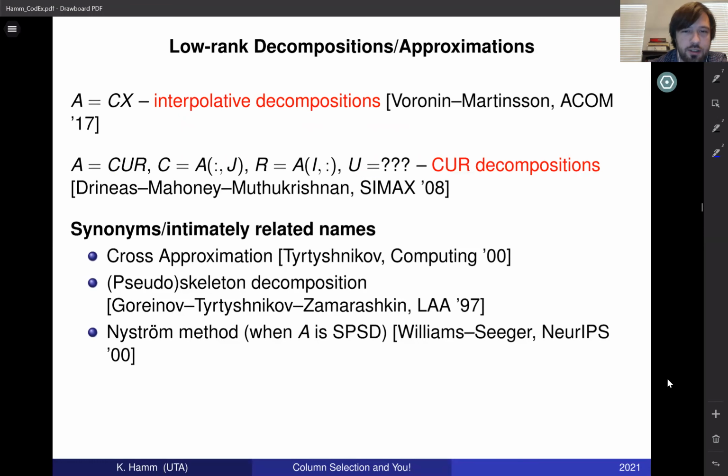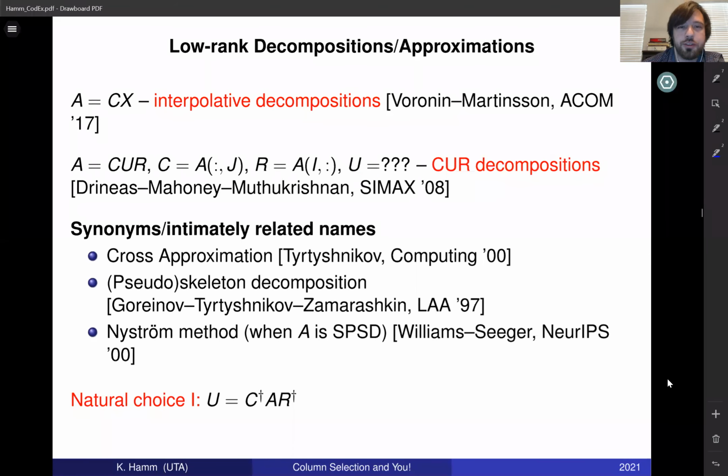Just so that you're aware, these go by many names, so cross approximation and pseudo-skeleton decompositions from the Russian linear algebra community. And then in the special case where A is a kernel matrix or generally a symmetric positive semi-definite matrix, this is called the Nyström method, in which case you use the same rows as columns so that your approximation is symmetric.